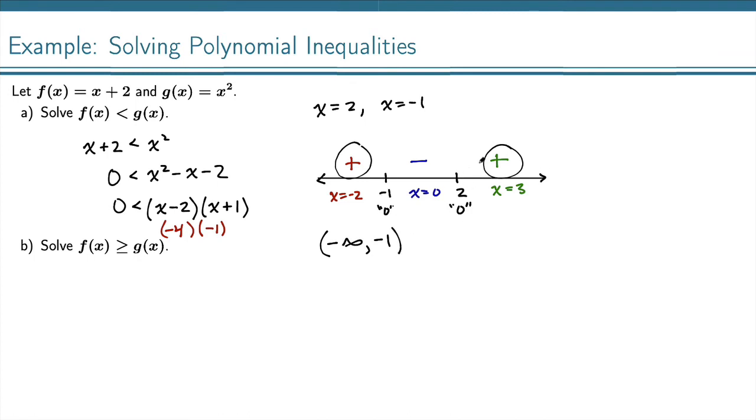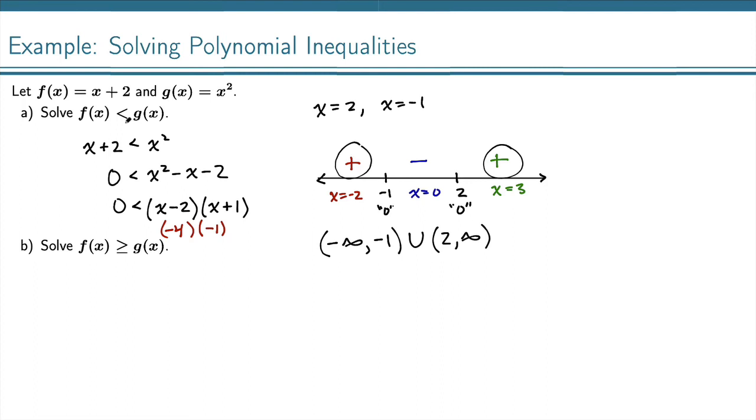We also have this interval over here where it's positive, so we put our union, and then from 2 to infinity. And again, at 2, we know that our polynomial is equal to 0, but we want it strictly greater than 0, so we will not include 2. So this union of two intervals is the solution to this inequality.